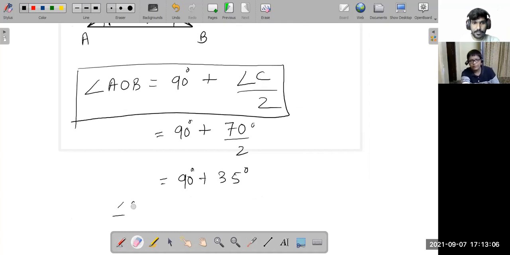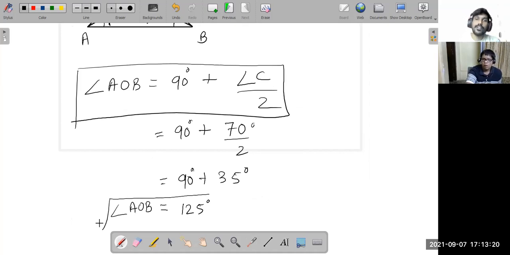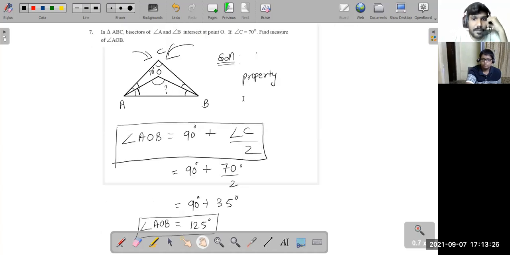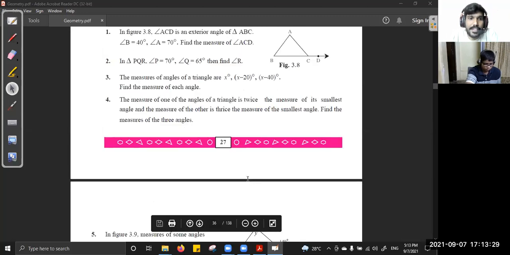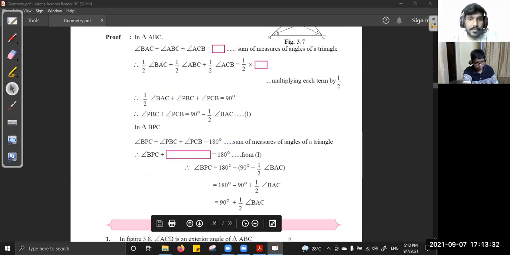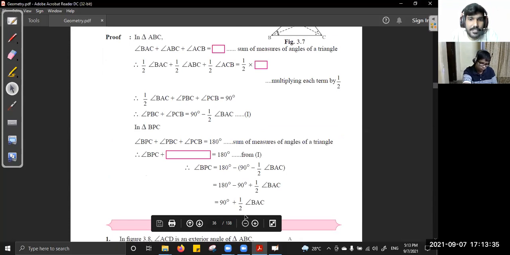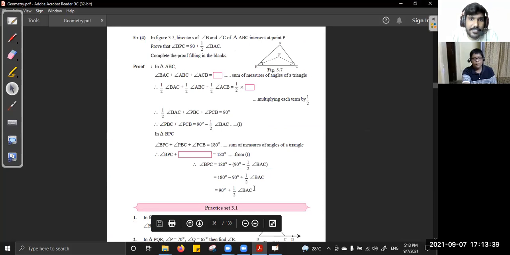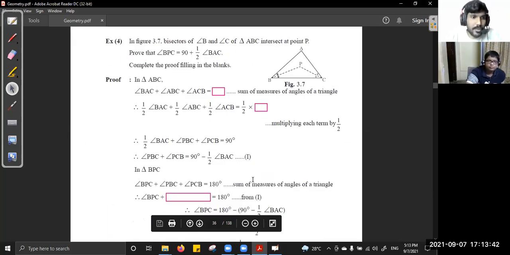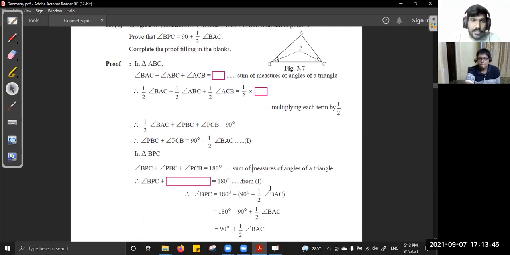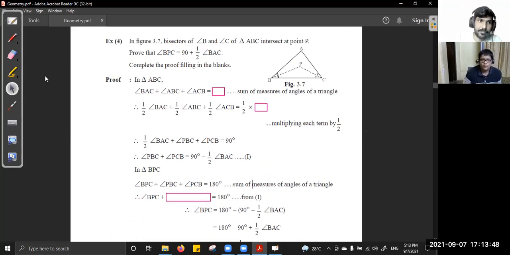So, no, I didn't understand. How is it 90 degrees? 90 degrees comes from the formula. To understand how this property works, we need to do this example sum here on page 27. There is an example sum, an exercise for the activity. We have to do this to understand where you get that 90. So look on the screen only. We'll do this activity, then you will understand how that 90 came.